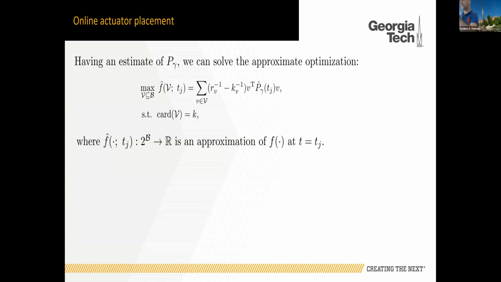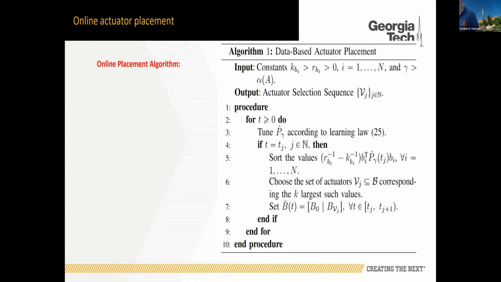Okay, so now, having an estimate of this p gamma, we can solve the approximate optimization of what you saw in the beginning. You remember I had f, but now, because I don't really know f, I have f hat, because I have put p gamma hat there. So now I have actually reduced my complexity a little bit, and now the complexity is n log n. So this is the data-based actuator placement. This happens in real time.